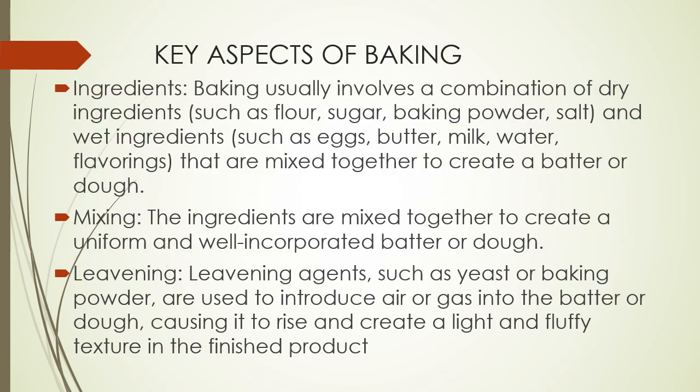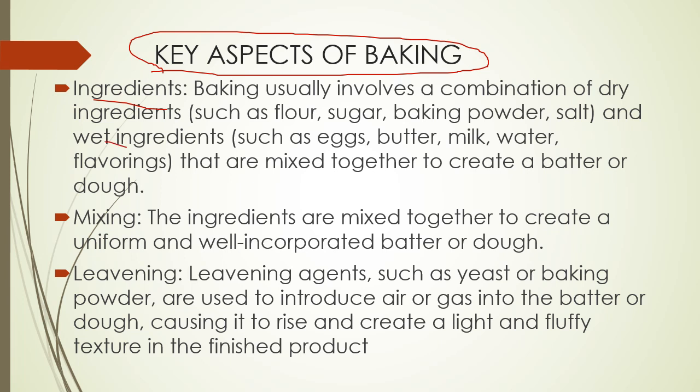What are the key aspects of baking? 1. Ingredients. Baking usually involves a combination of dry ingredients such as flour, sugar, baking powder, or salt, and wet ingredients such as eggs, butter, milk, water, flavorings that are mixed together to create a batter or dough. So it contains two types of ingredients, the wet and the dry ingredients.